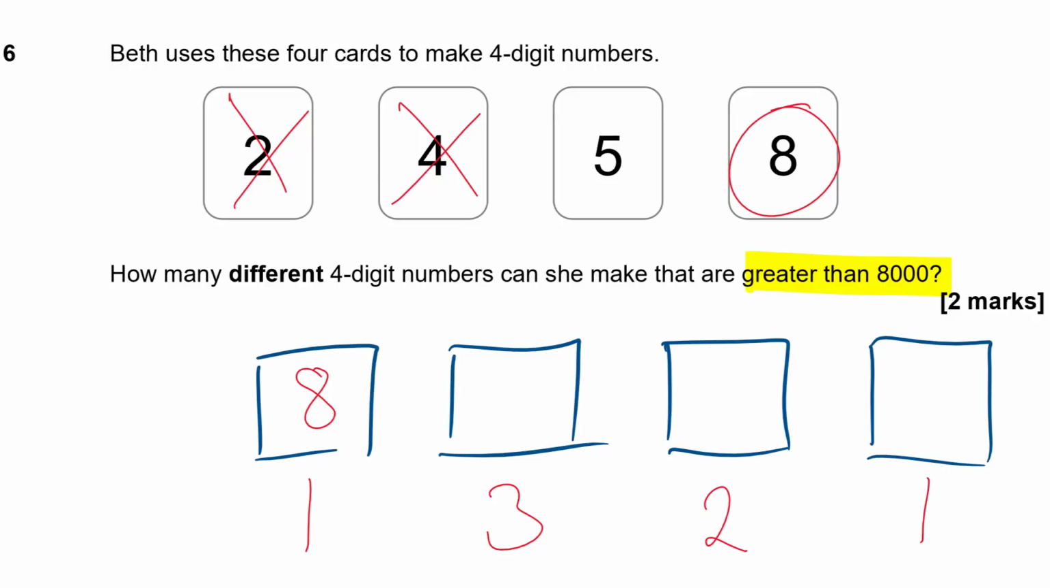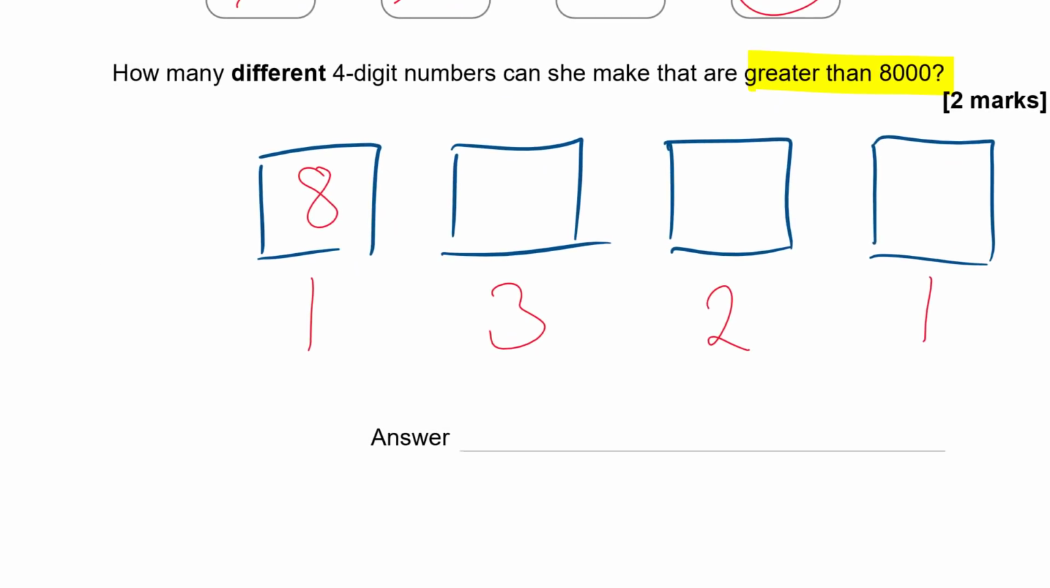I've only got 1. Okay, so then we can work out the total number of ways by multiplying those choices together. So 1 times 3 times 2 times 1 should give me the number of ways of working it out altogether. So 1 times 3 times 2 times 1 is 6. So there are 6 different numbers greater than 8,000 that she can make.